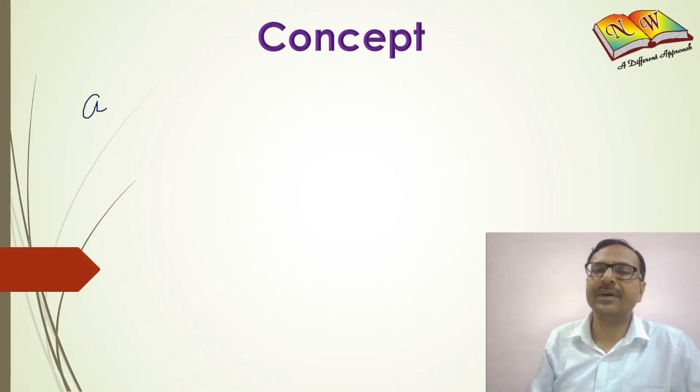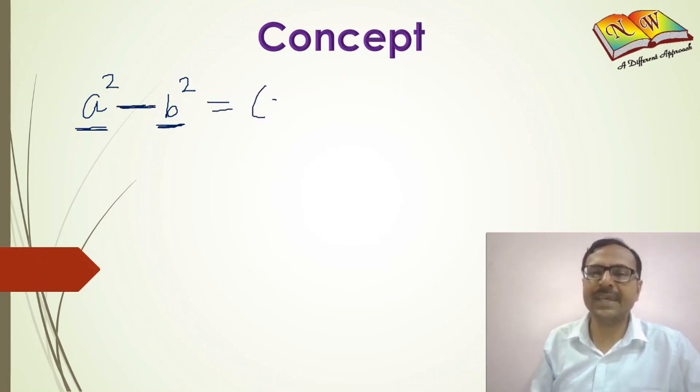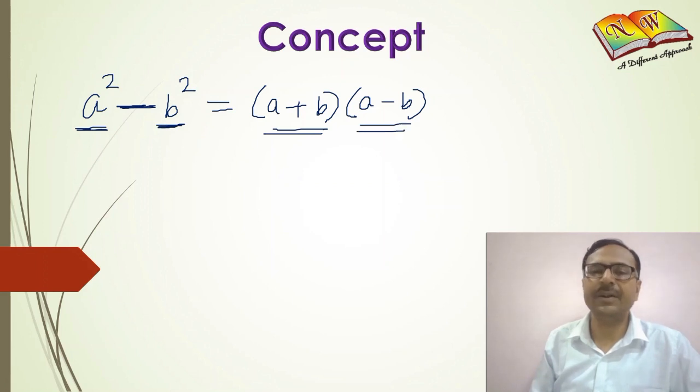Whenever you have the difference of two squares, that means a square and b square are to be subtracted, you can actually write it in factor form, which is a plus b, that is the sum of the two bases a and b, and the product with the difference of the two bases a and b. So we have to just multiply the sum by the difference.